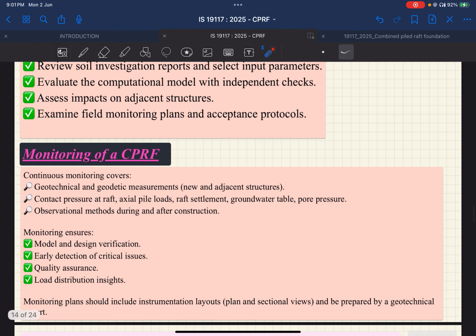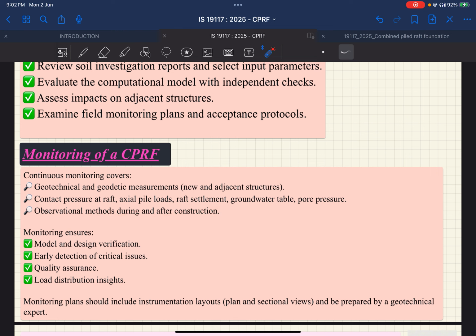So, what is monitoring of a CPRF? What will we be doing in monitoring of a CPRF? Continuous monitoring covers geotechnical and geodetic measurements, new and adjacent structures, and contact pressures at raft, axial pile load, raft settlement, groundwater table, pore pressure, and observational methods during and after construction.